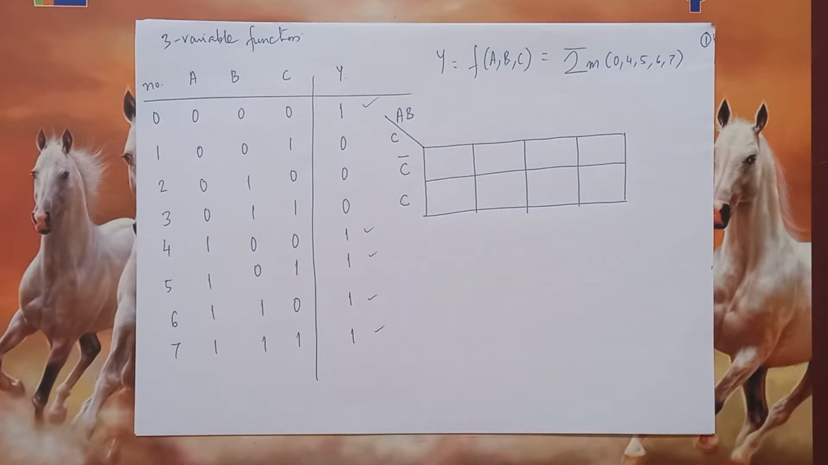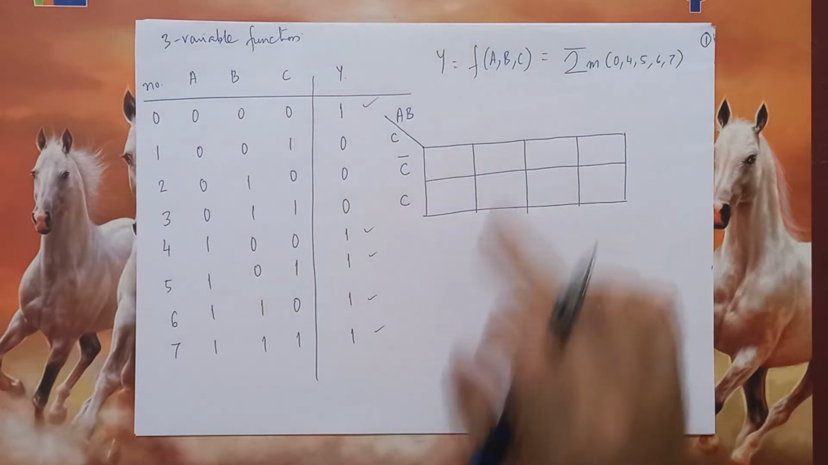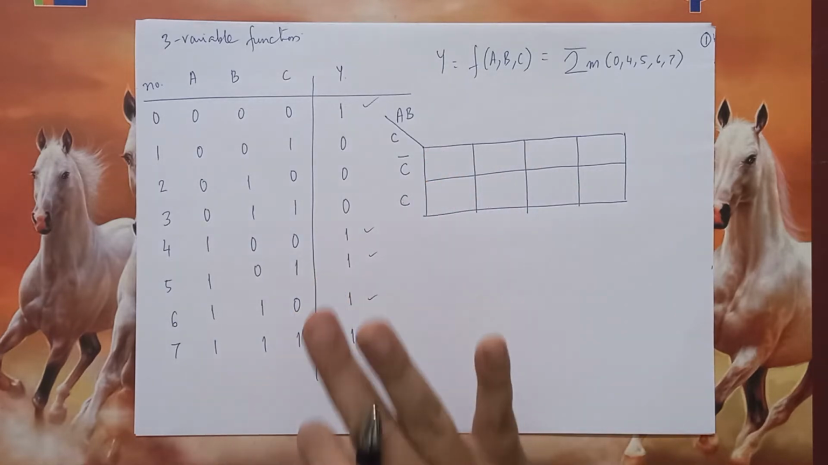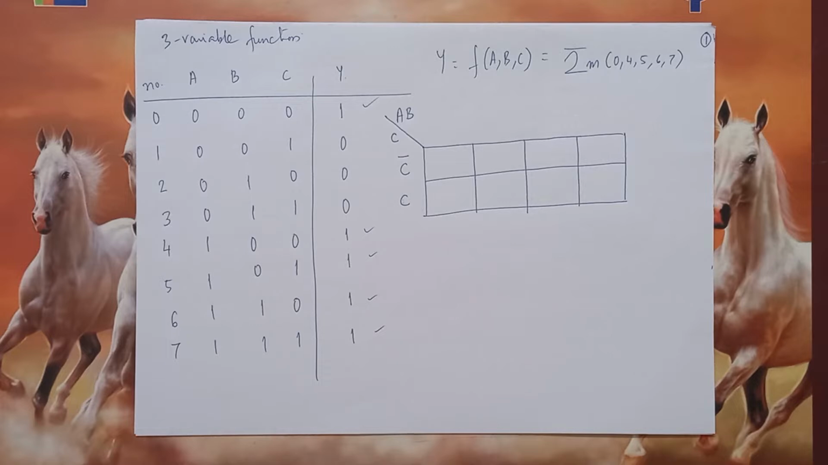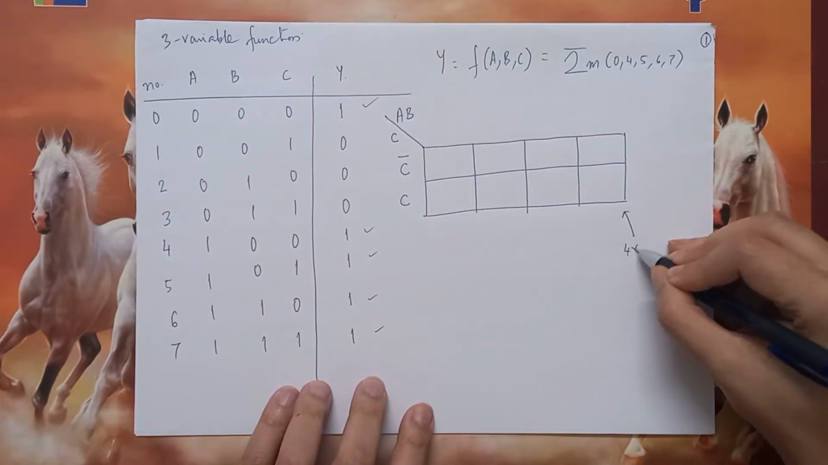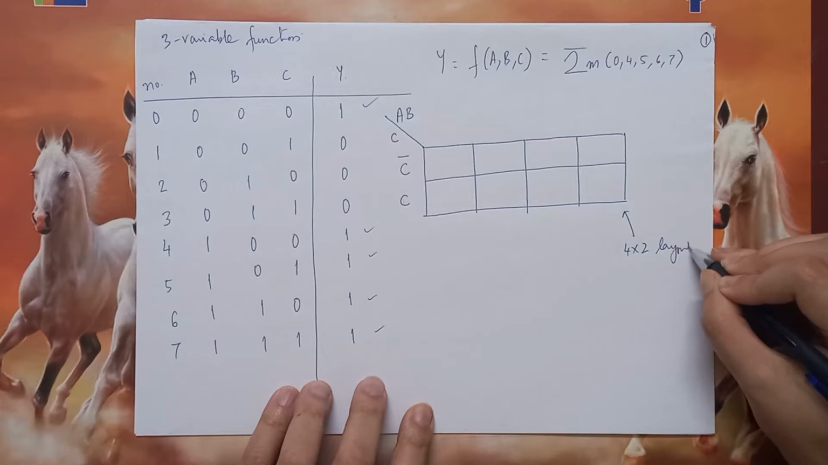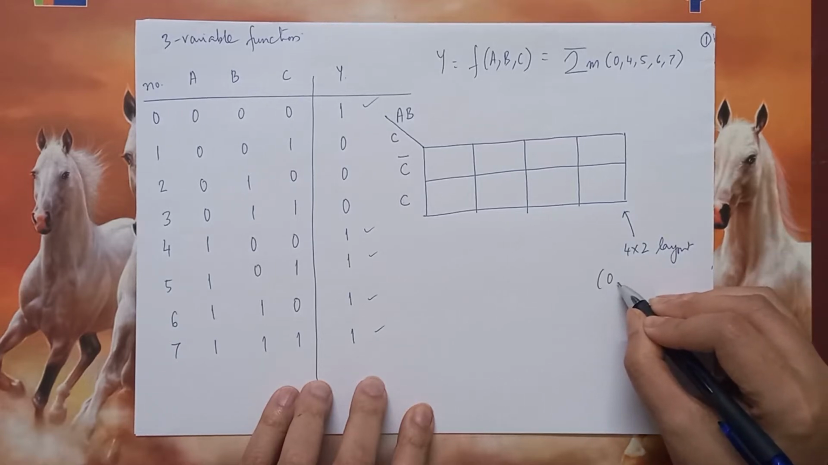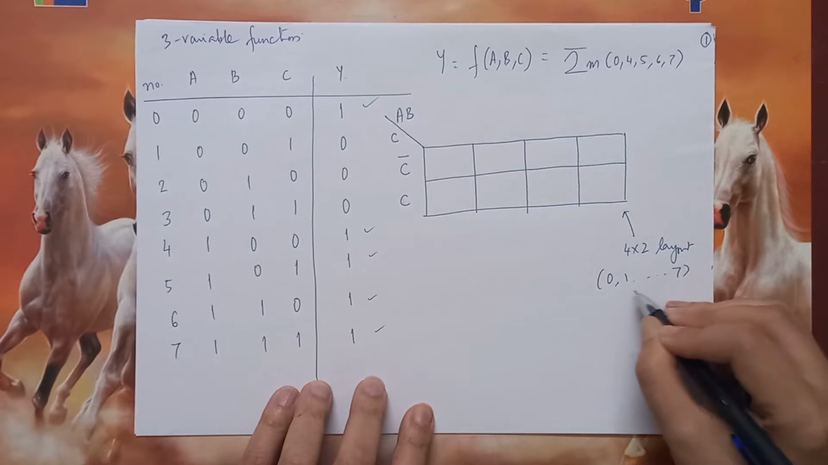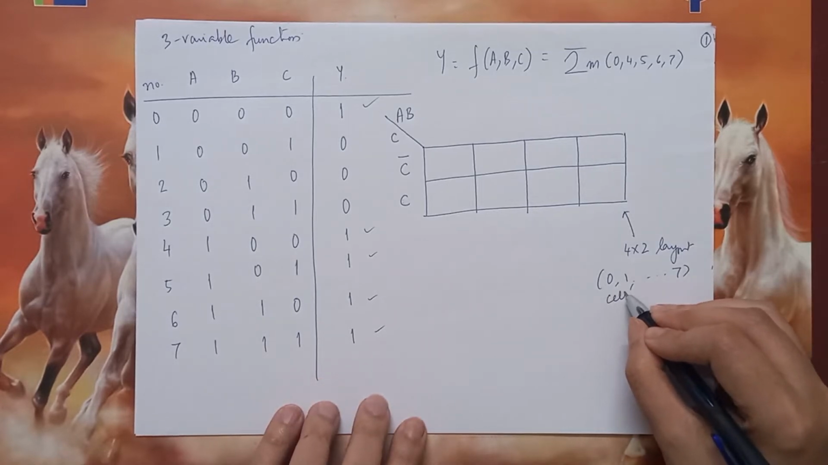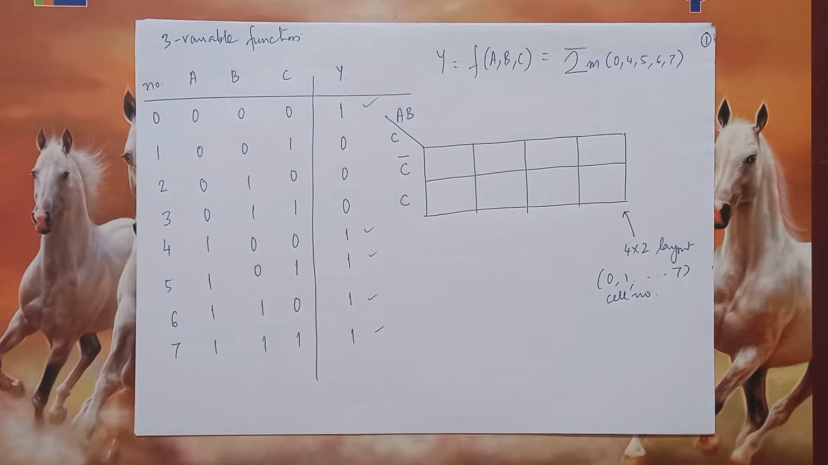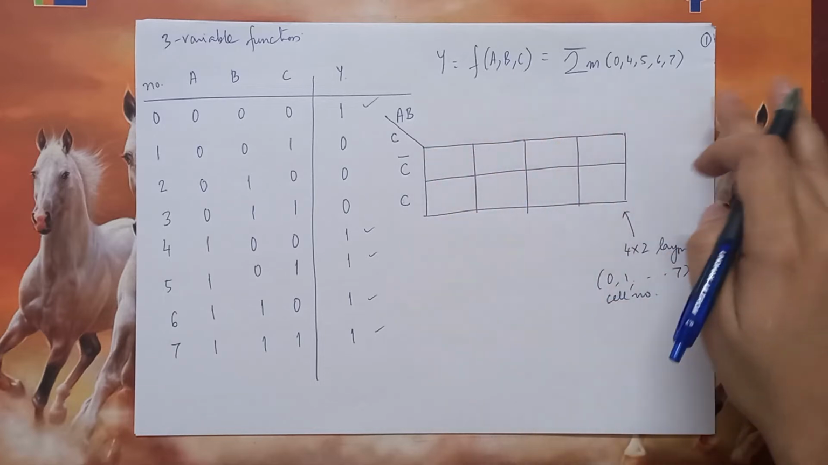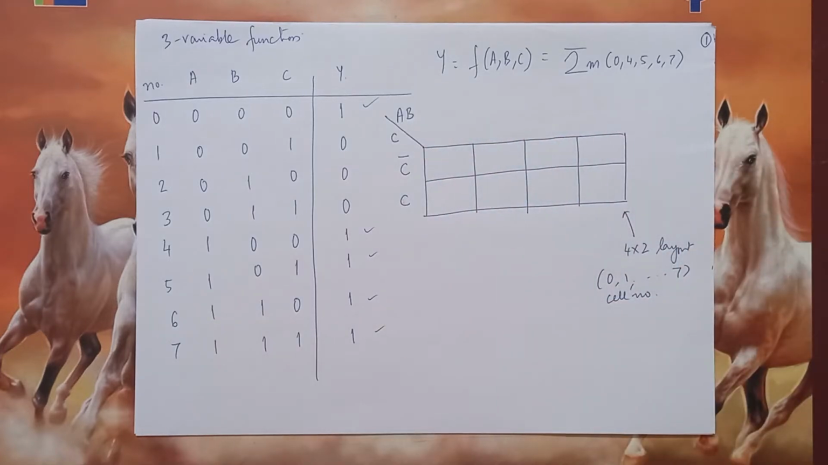Now, the first thing that we have to do is to assign the cell numbers. Now, we have to be a little careful. Notice that this is a 4x2 layout. So, the numbering has to be done from 0, 1 all the way to 7. This is the cell numbering. So, we cannot just keep saying 0, 1, 2, 3, 4, 5, 6, 7. Well, that's not how it goes.